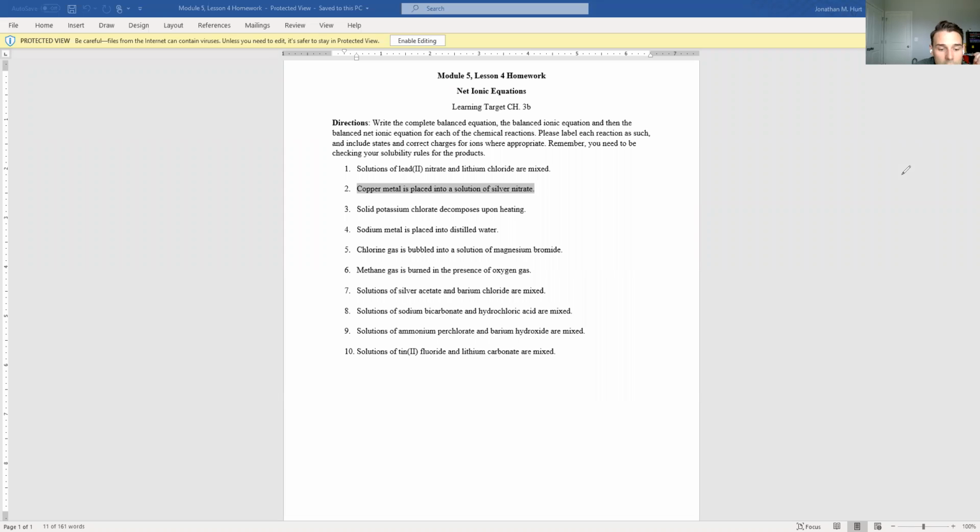So first, for number 2, it says write the complete balanced equation, the balanced ionic equation, and then the balanced net ionic equation. So copper metal is placed into a solution of silver nitrate. For the sake of this, let's say that copper is more reactive than silver. I believe it is because I think silver is all the way at the bottom of your activity series.